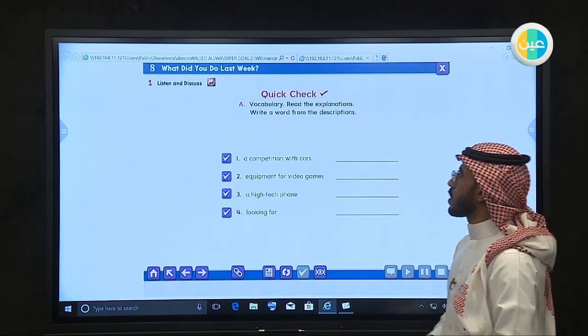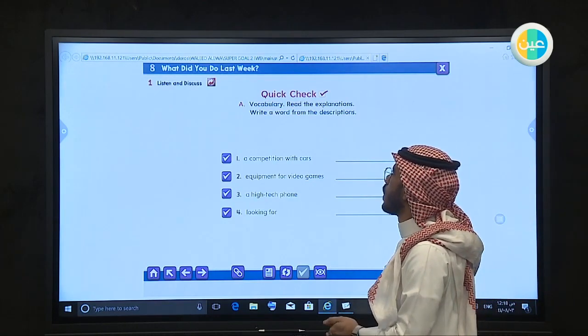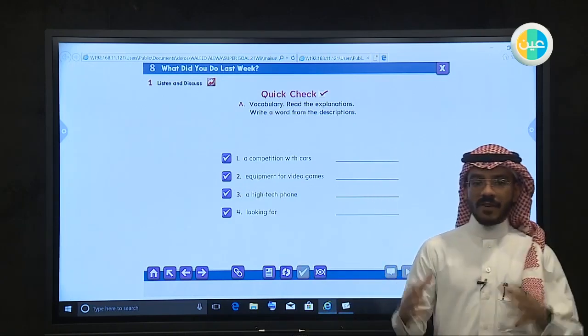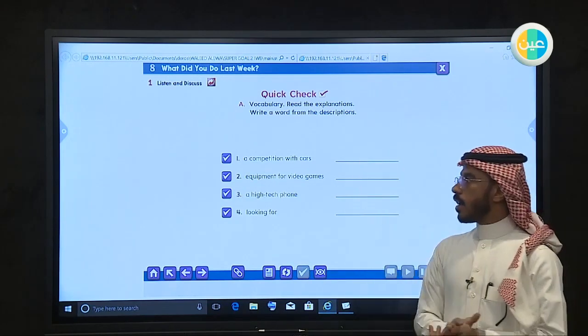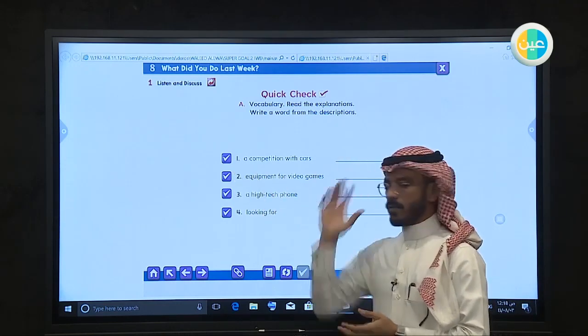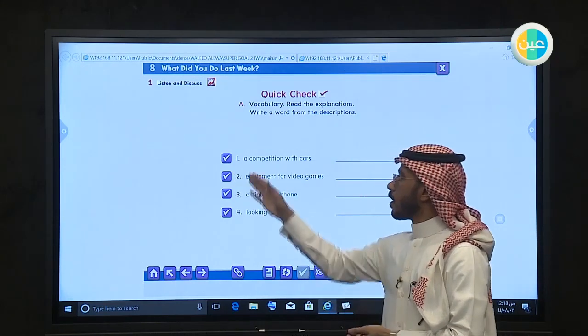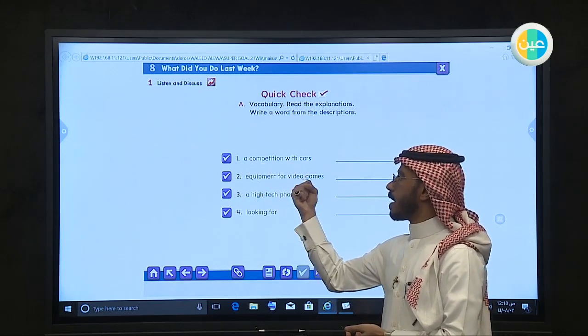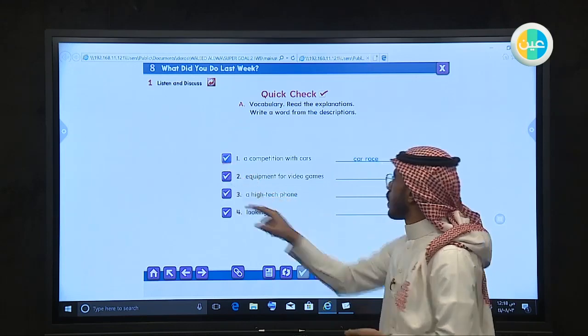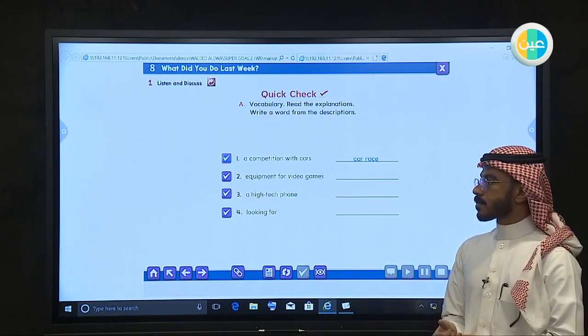Vocabulary, read the explanation, write a word from the description. Number one, a competition with cars. منافسة بالسيارات in the dialogues في المحادثات الماضية. We have a word, كلمة تعني a competition with cars. منافسة بالسيارات اللي هي car race.